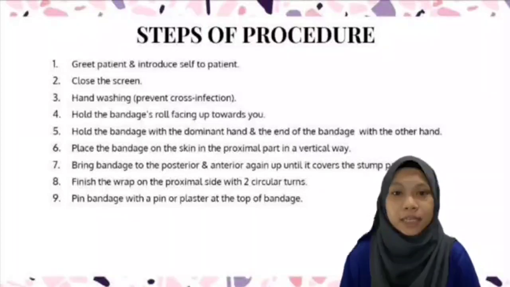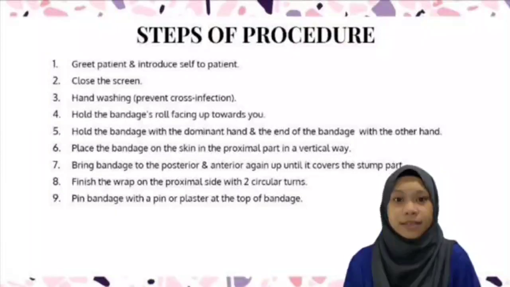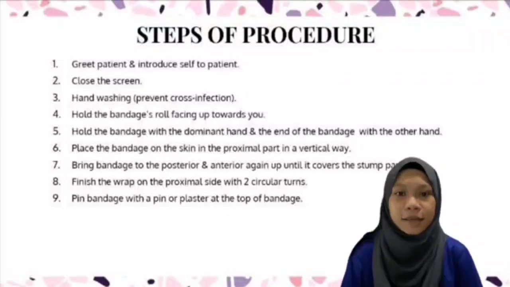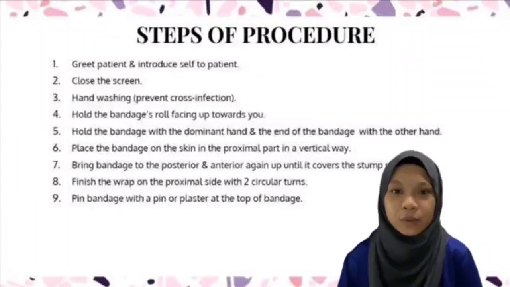6. Place the bandage on the skin in the proximal part in a vertical way. 7. Bring the bandage to posterior and anterior again until it covers the stump part. 8. Finish the wrap on the proximal side with 2 circular turns. Lastly, pin the bandage with a pin or plaster at the top of the bandage. That's all for me. Thank you.